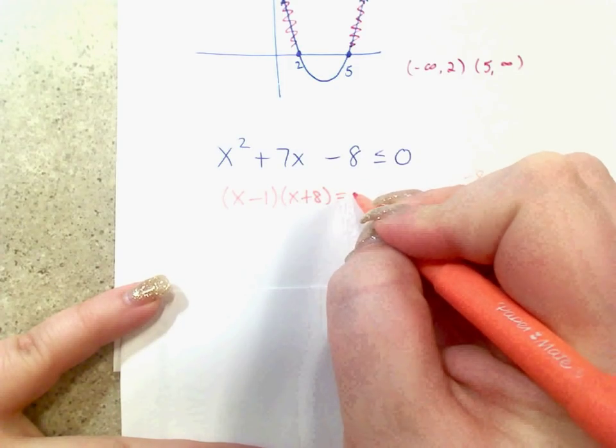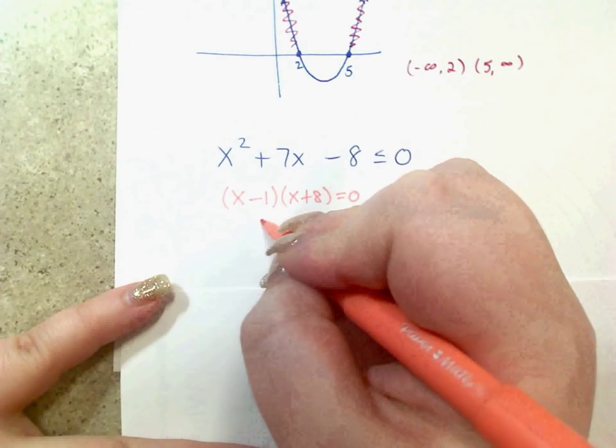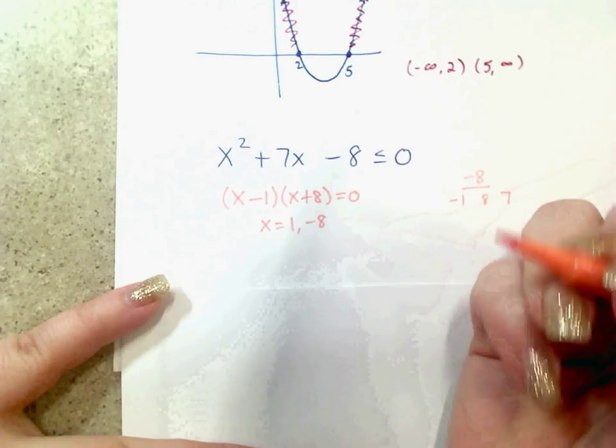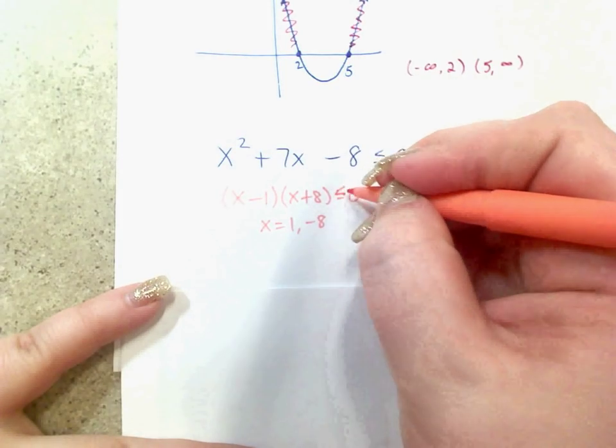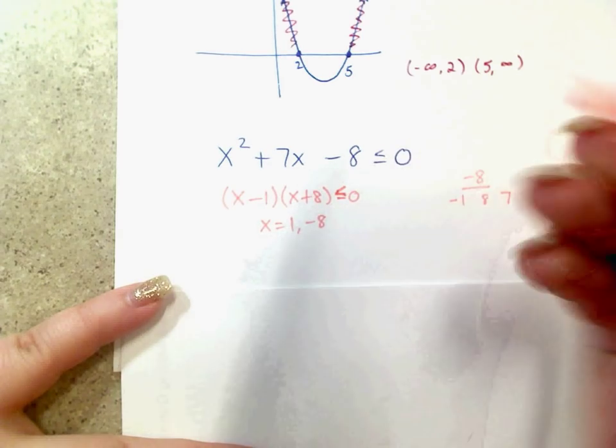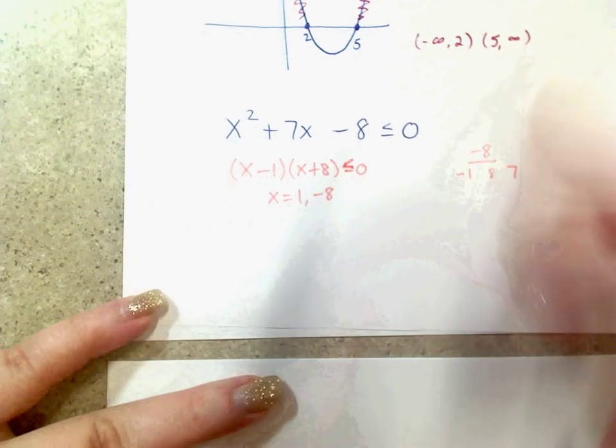Now I'm just going to set this equal to 0 for a second. I know it equals 0 when x equals 1 and negative 8. But the real question is, when is it less than or equal to 0, right? So we're talking about when is it 0 and negative.